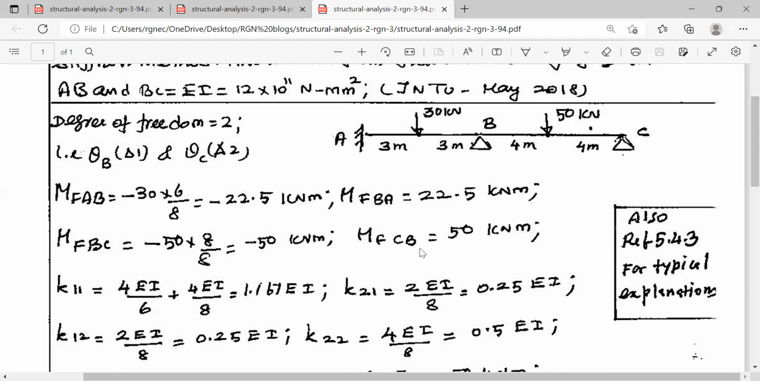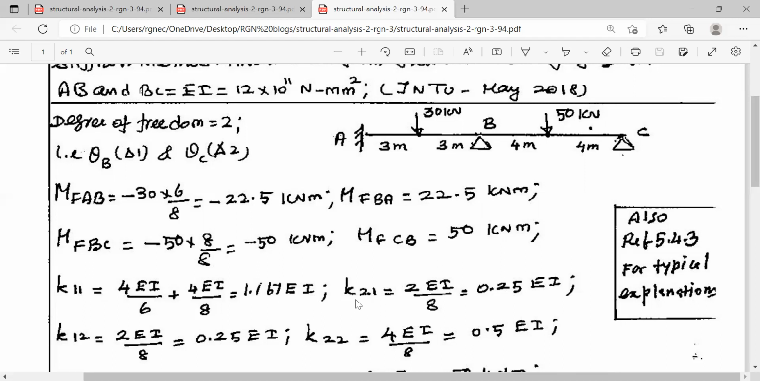Now we have to calculate the effect of the rotations at B and C. At B, if you introduce unit rotation, what is the moment at B? That is called K11. We have two displacements, that is delta 1 and delta 2. K11 means you introduce unit rotation at B and find out the moment at B. The second subscript denotes the rotation applied. The first subscript denotes the moment where it is measured. The rotation is applied at 1 and moment impact is measured at 1. So that is equal to 4 EI by L plus 4 EI by L on either side. This is 4 EI by 6 and 4 EI by 8. That comes to 1.167 EI.